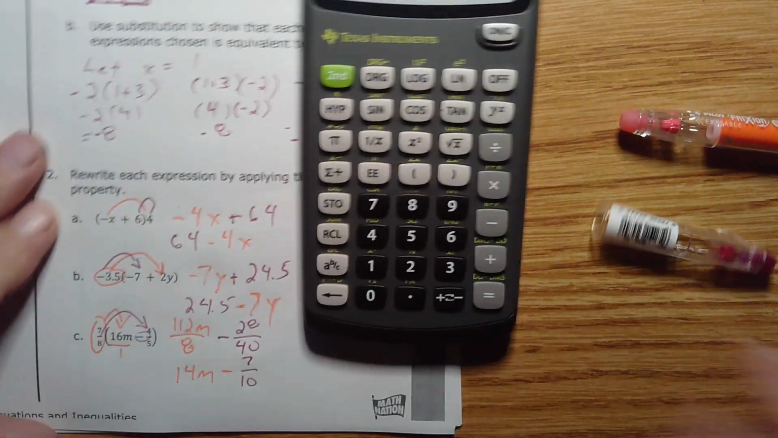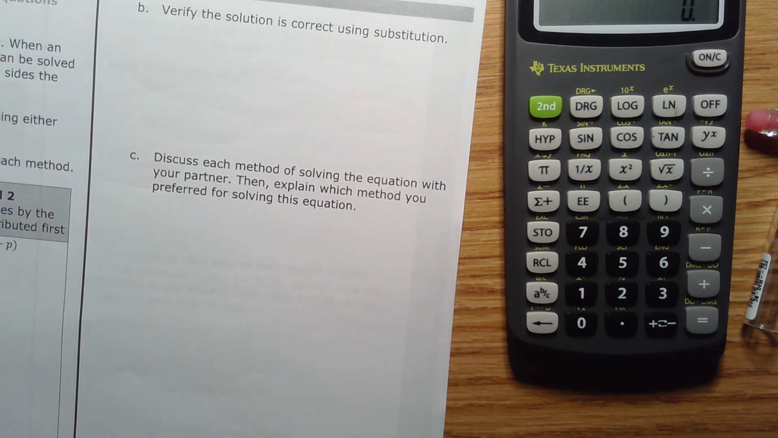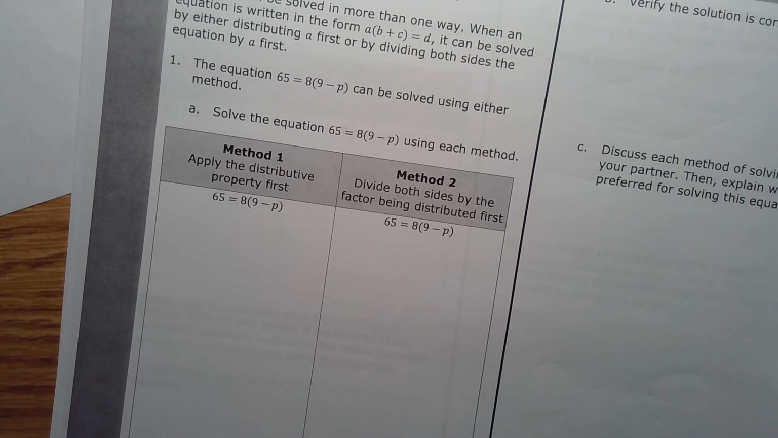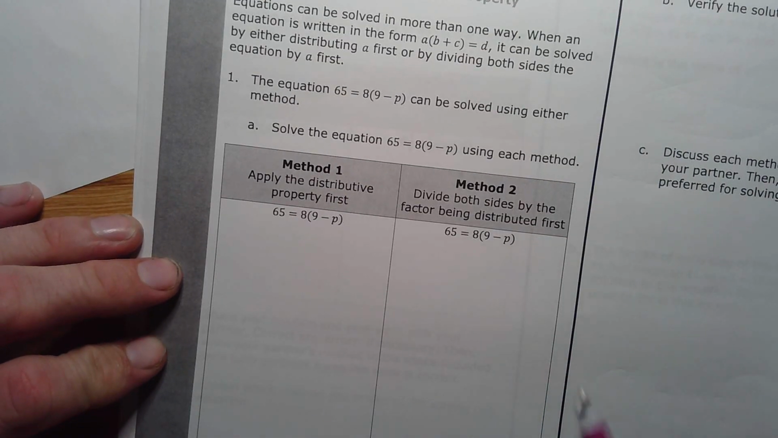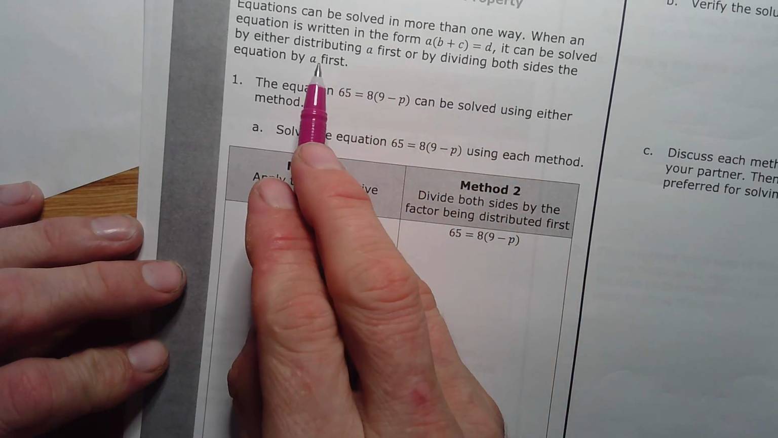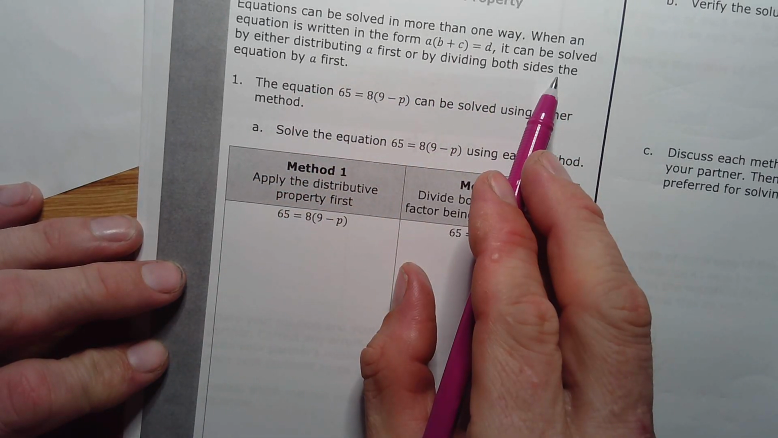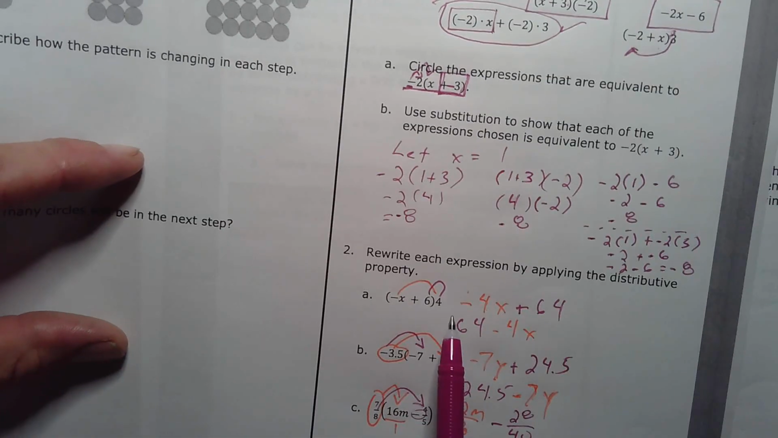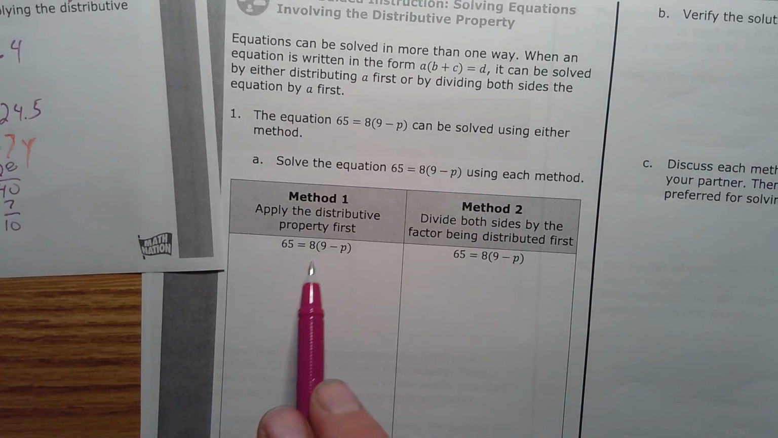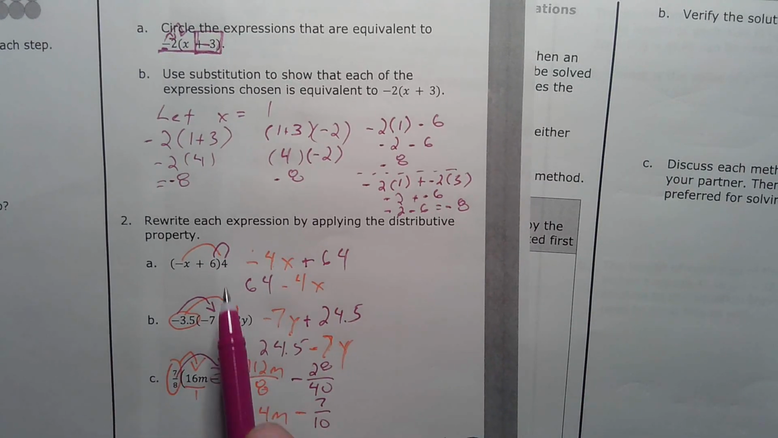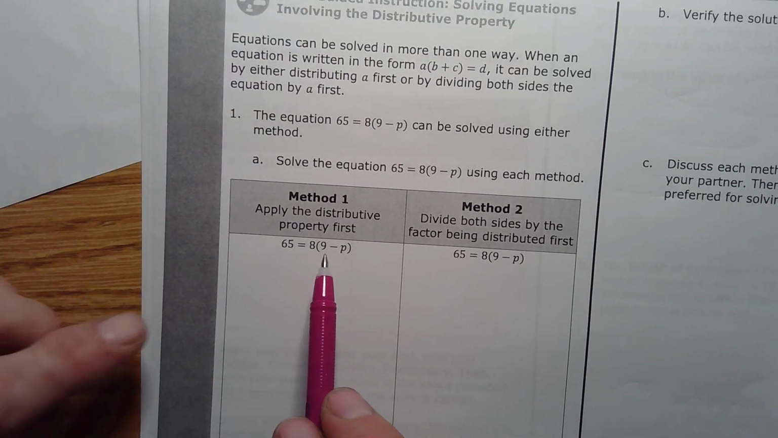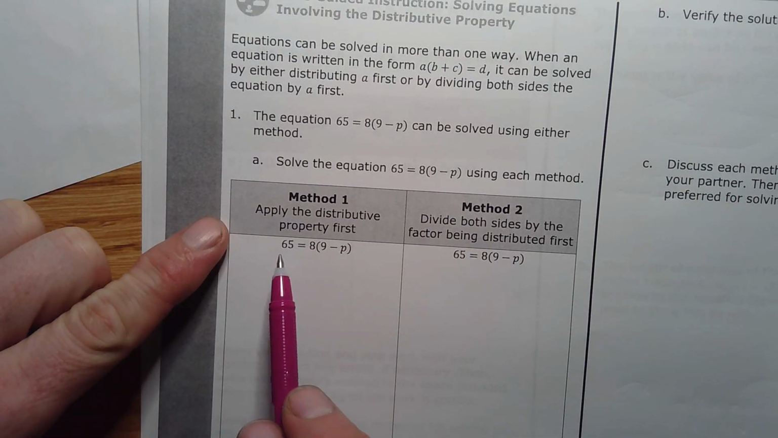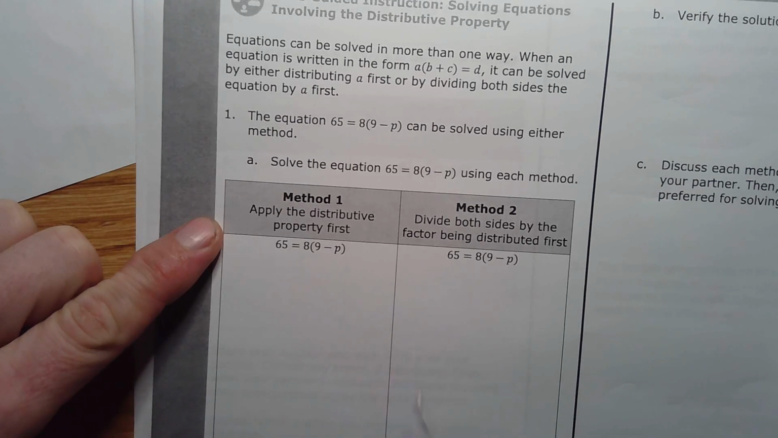Okay, so let's see if there's anything else in here that's really worth going over. Oh yeah, we got to do a real world situation. Okay, here we go. Equations can be solved more than one way. Okay, it can be solved by either distributing first and then dividing both sides by a. Right, so here's an equation. Right, these were expressions. The difference between an expression and an equation is expressions don't have equal signs. Equations can have expressions on both sides of the equal sign. This one has an expression on both sides, right?